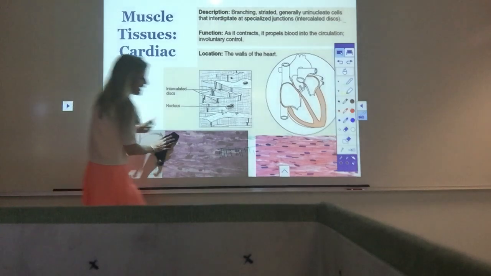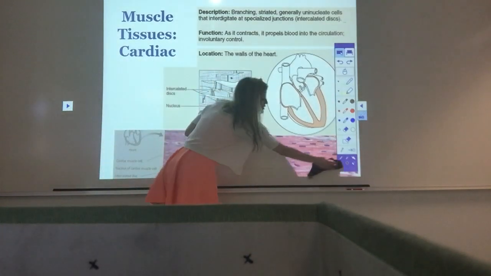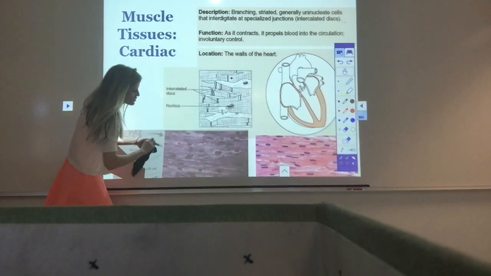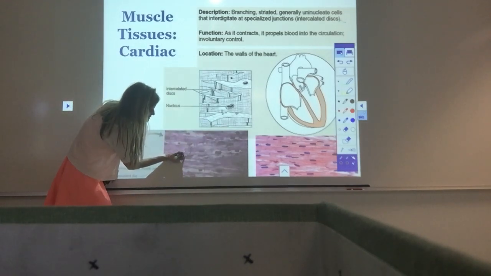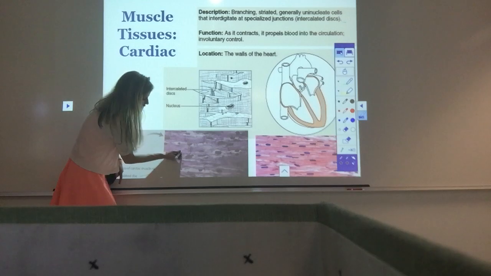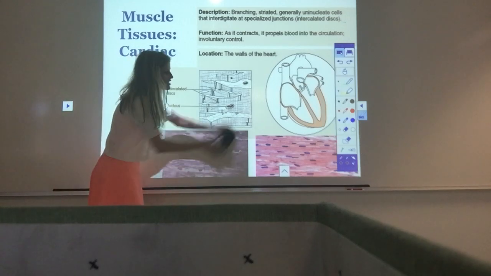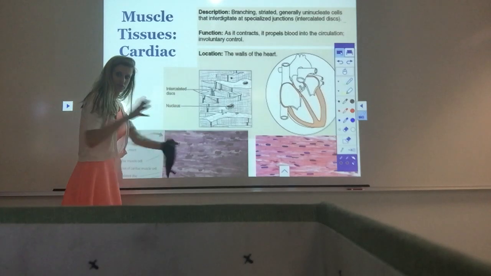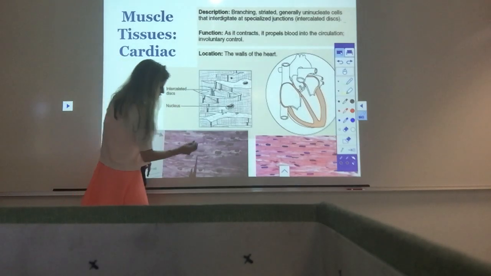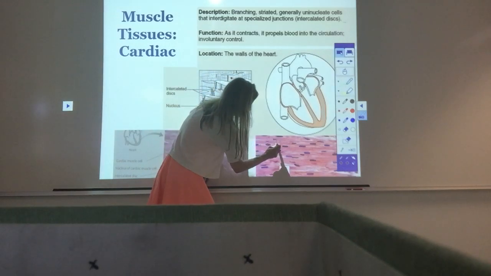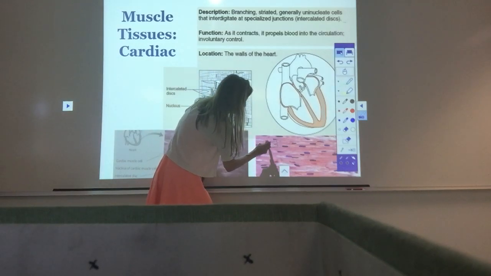Cardiac muscle also has vertical stripes. So it's also striated. When you look at this one here, they're kind of harder to see, but you can still see, this is not a printing error. It gets dark light, dark light, dark light. But they're not huge cells. They're smaller cells and they're branched. They have these branched ends on them. They'll kind of go like this at the ends.